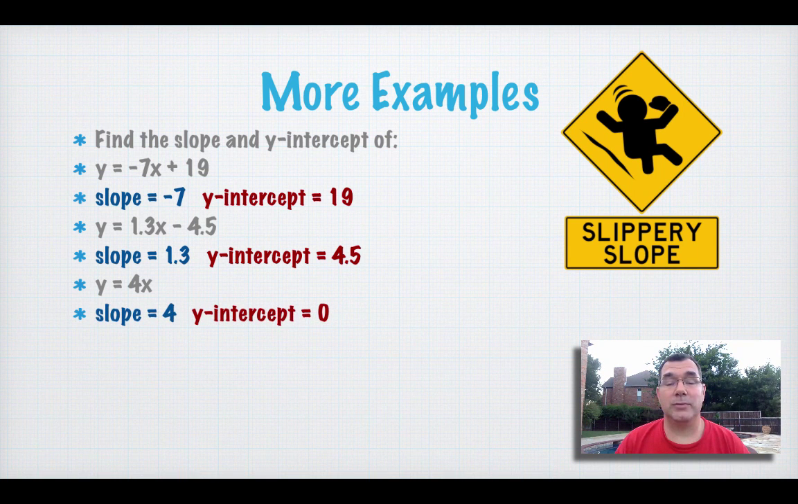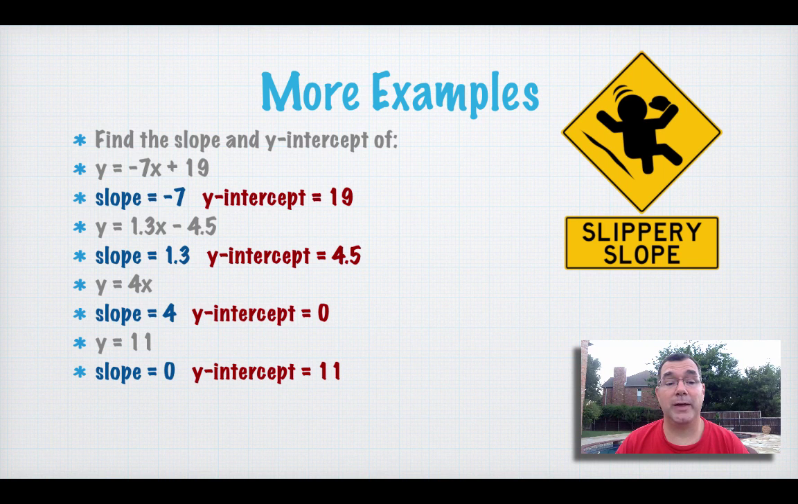Now, if y equals 4x, you'll notice that there's no number at the end being added or subtracted. All that means is that the slope is 4, but the y-intercept is 0. So I really don't need to write plus 0. It's not wrong if I do, but if there's nothing after that x term, then you can say that the y-intercept is 0. Okay, if I have the equation y equals 11, now I have no x term. Well, that means that x has been multiplied by 0. So that means the slope is 0 and the y-intercept is 11.